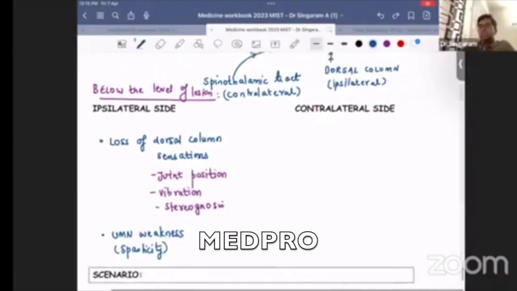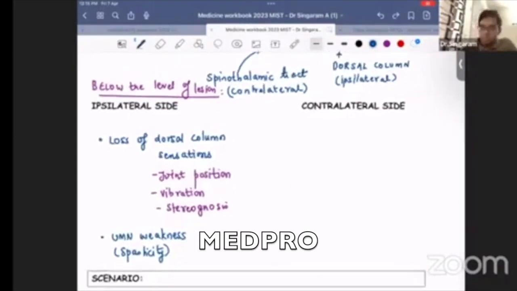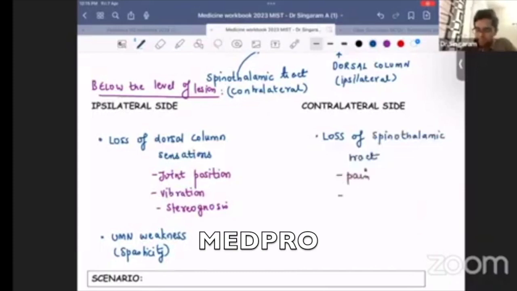And on the contralateral side, what type of problem will you have? You will have loss of spinothalamic tract sensation. The main sensations would include pain and temperature. Are you able to follow this? Is that clear? So this is what you need to remember as Brown-Sequard syndrome. I hope you are able to follow this. Clear, everyone?